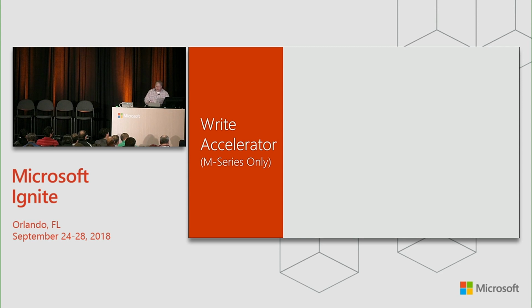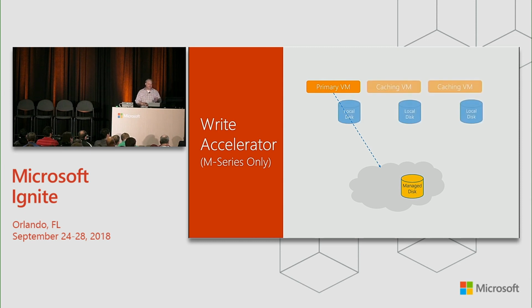The other piece I want to talk about, and this is important until we have the Ultra SSD, is the write accelerator. And the write accelerator is available on our M series, and our M series only currently. And what this is, sorry, it's specifically designed for kind of log-based workloads, like a database log. Small IOs that are written, and you want to have very, very low latency. What that does is we've got a VM, we've got a managed disk, but we set up, and when you enable the write accelerator, there's 2 other VMs that are caching VMs.